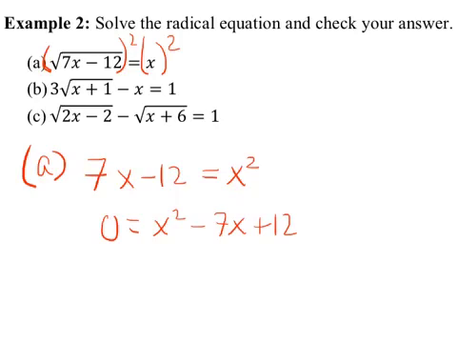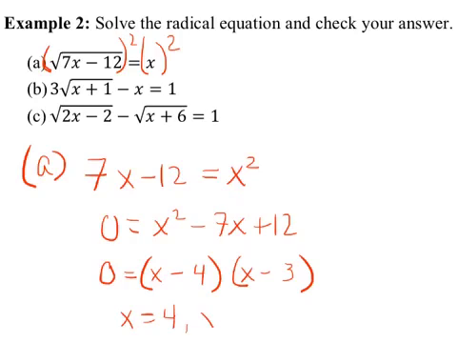Erickson, you know what this factors into? x minus 4, x minus 3. Good. Katerina, finish it off. What do we get here for answers? X equals 4 and X equals 3. And what do we have to do next? Check it in the original. Very good. Well done. So let's go back to the original.